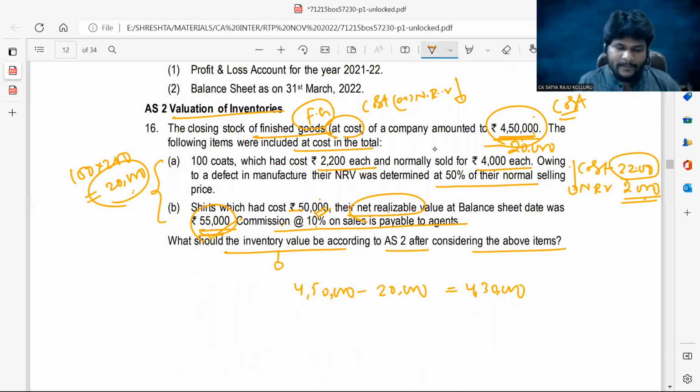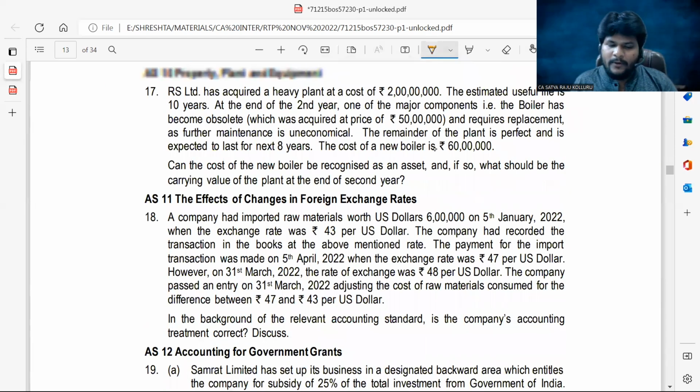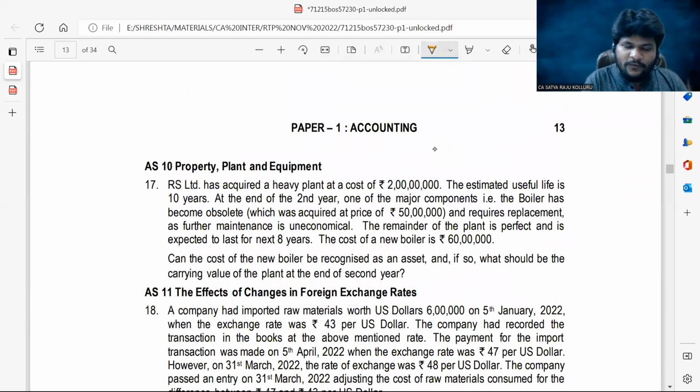Next, come back. Problem number 17, which was asked from AS 10 Property, Plant and Equipment. So what is this problem all about? RS Limited has acquired a heavy plant at a cost of 2 crore. The estimated useful life is 10 years. If the estimated useful life is 10 years, what was the depreciation per annum? Just asking simply. 20 lakhs.